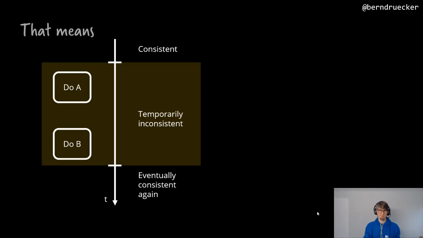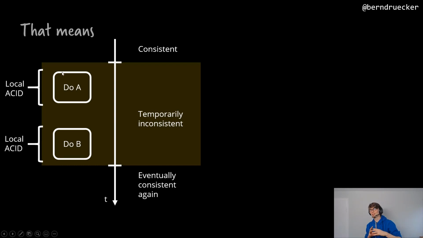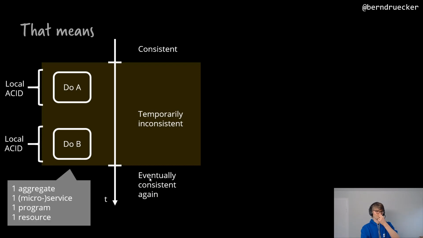So it basically means to say we do two activities. They might have local ACID. So every activity in itself, it's ACID. But in between, we have an inconsistent state because we say, hey, A has happened, but B, we don't know what will happen with B, if it succeeds or not. But that's okay as long as we restore consistency at the very end. Right? That's why it's called eventual consistency.